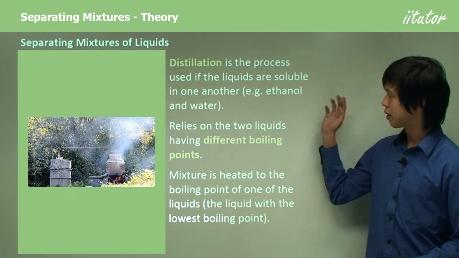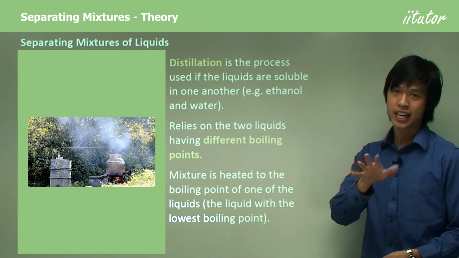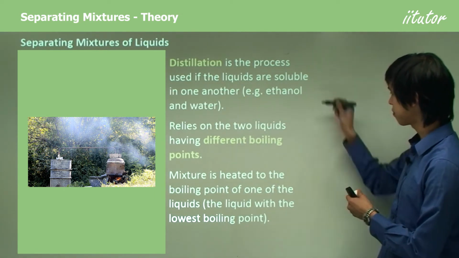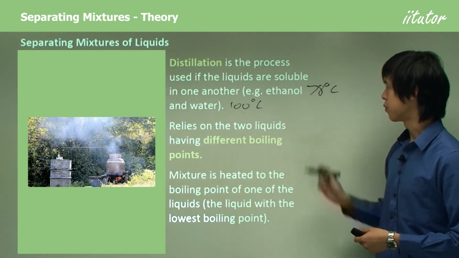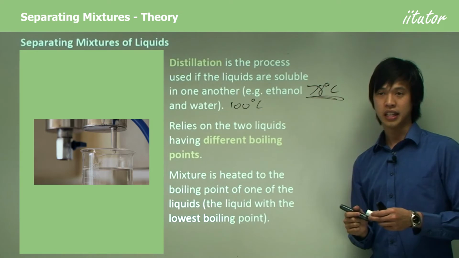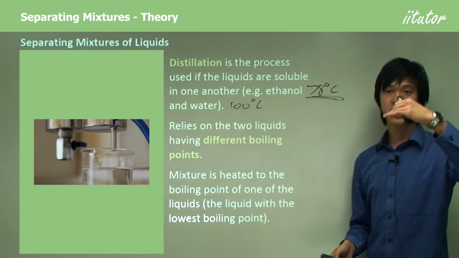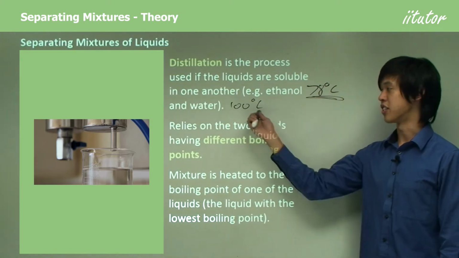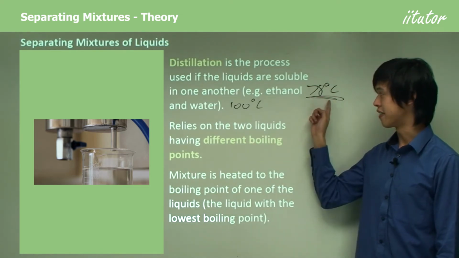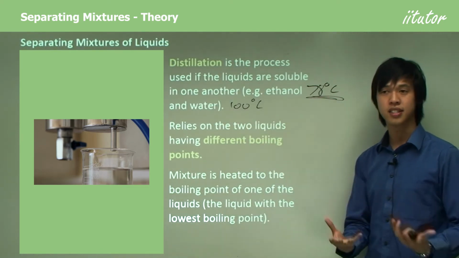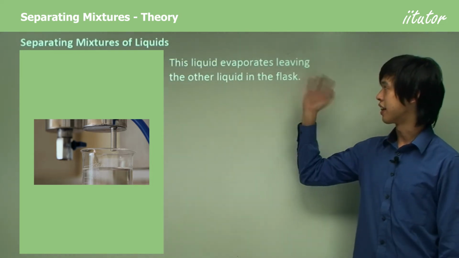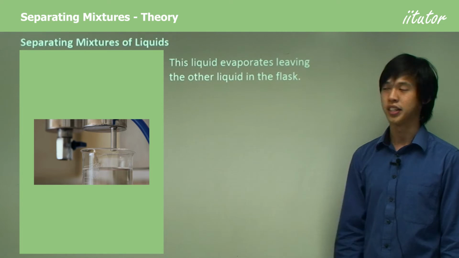So for instance, the boiling point of ethanol is about 78-ish degrees Celsius. This one's 100 degrees. So we heat the liquid up to this temperature, and what happens? The ethanol starts to boil, and then the ethanol leaves as a gas, but the water remains liquid because it hasn't reached its boiling point yet. So you can see how that helps to separate it, because this one leaves as a gas, whereas this one is still liquid because it hasn't reached boiling point yet. The lower of the two boiling points, that liquid evaporates, leaving the other liquid in the flask.